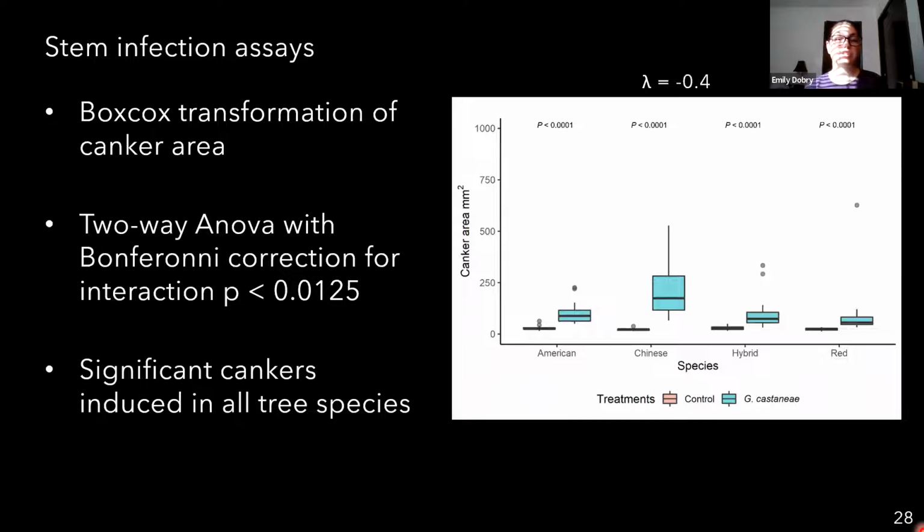For our stem infection assays, again, we did have to utilize a Box-Cox transformation. You are looking at the back transformed data. We have canker area in millimeters squared on the Y and species on the X-axis with the same color coding for the treatments. We again utilize the two-way ANOVA with a Bonferroni correction for the interaction. And here, interestingly, we found that all of the evaluated tree species, so that's all three of our chestnut species, with the addition of the red oak, had significant cankers induced by the live pathogen compared to the control.